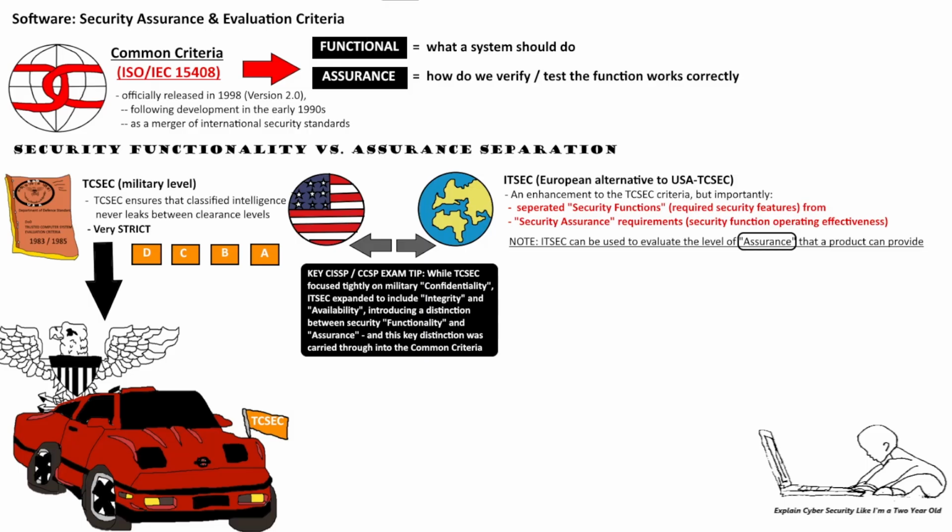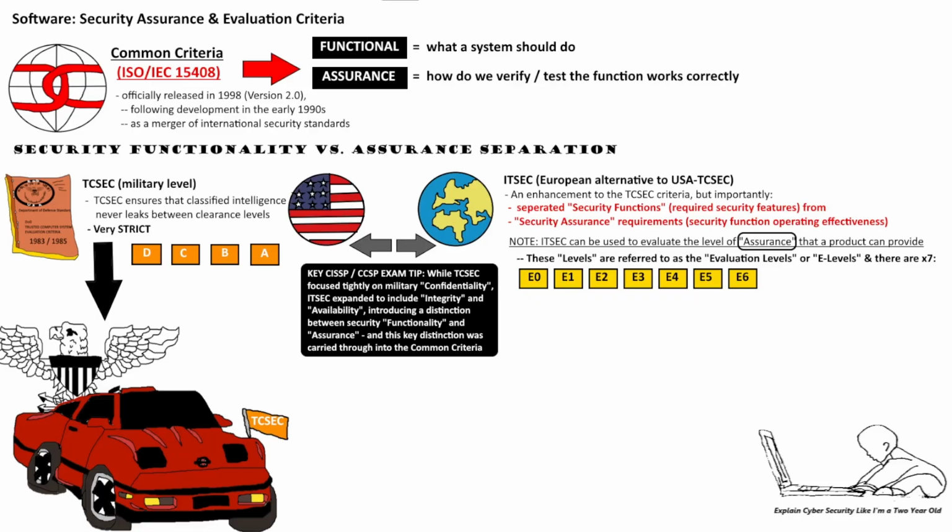So on that note, ITSEC, unlike TCSEC, can be used to evaluate the level of assurance that a product can provide. And these are covered under evaluation levels, or E levels, and there are 7 of these, starting with E0 to E6. That is, if you count from 0 like an array up to number 6, that equals 7.